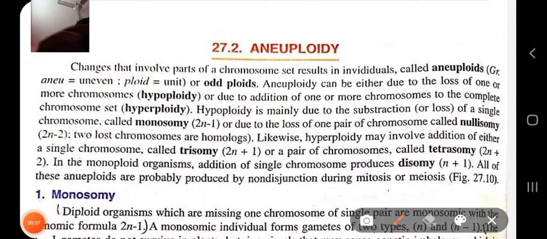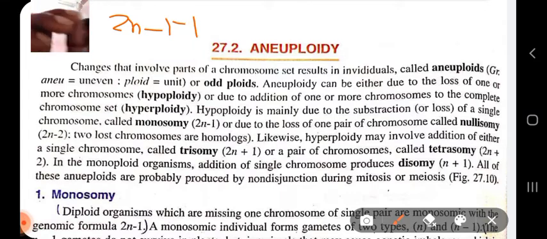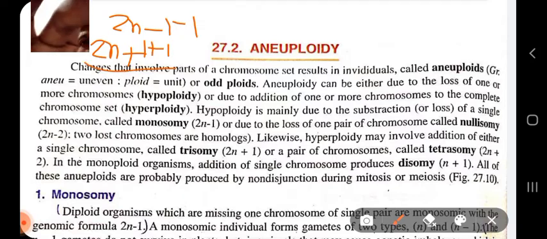That means either you have a missing chromosome segment or a whole chromosome may be lost. Sometimes non-homologous chromosomes may also be lost from two different regions. Sometimes you can gain one extra or more than one chromosome. So aneuploidy simply refers to change in the chromosome number, not change in the chromosome number sets.